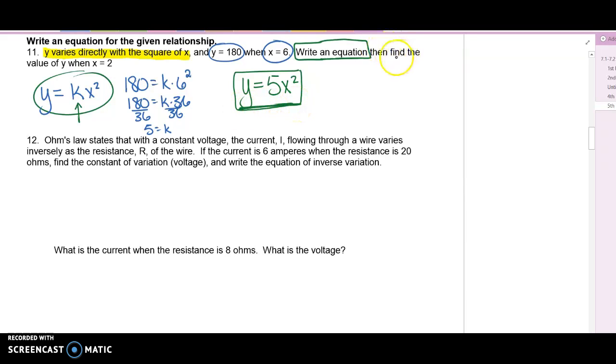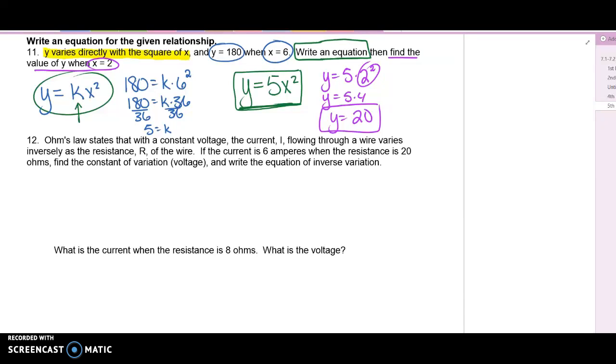Then it asks you to find the value of y when x equals 2. So plug in 2. Remember PEMDAS, you must square before you multiply. So this is 5 times 4, which is 20.